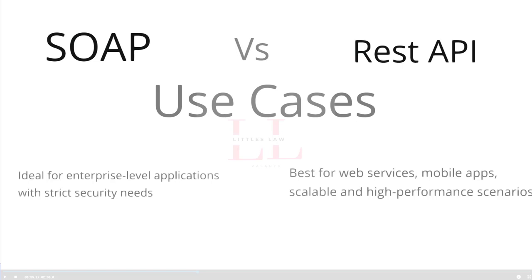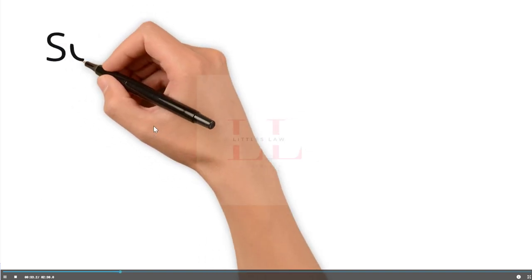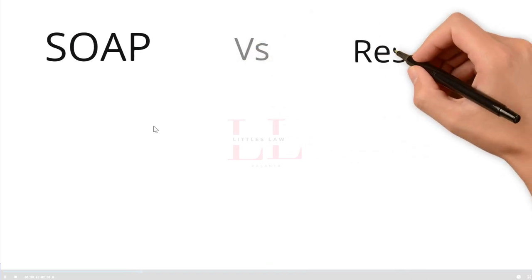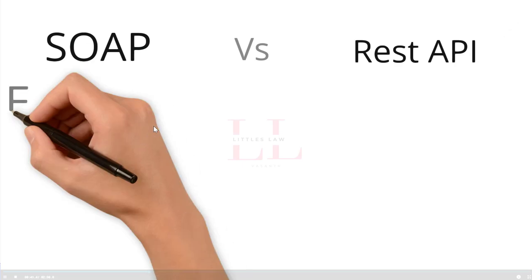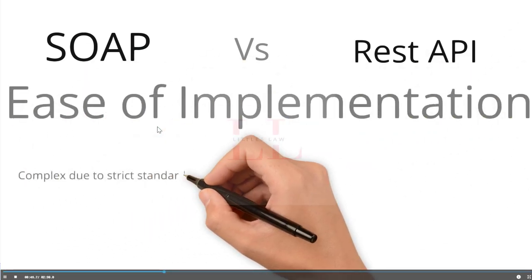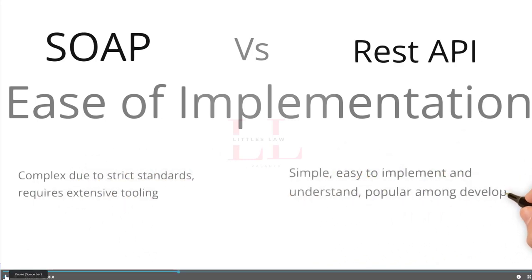And now we'll see about the ease of implementation in terms of SOAP and REST API. So implementing SOAP can be challenging, because we have been discussing, because of its strict standards and the need for extensive tooling, developers must handle the intricacies of XML and the WSDL.